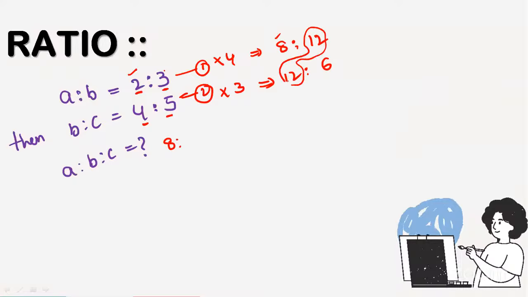12, take the common value here. The C value is 6. Any cancellations here? Yes, there's a cancellation: 2 4s are 8, 2 6s are 12, and 2 3s are 6. Again, any cancellation? No. The final answer is 4 is to 6 is to 3.